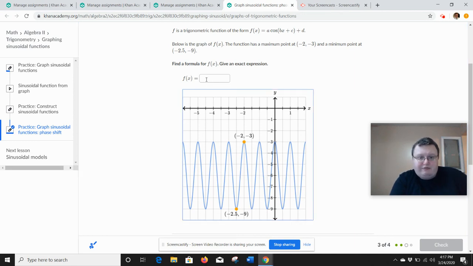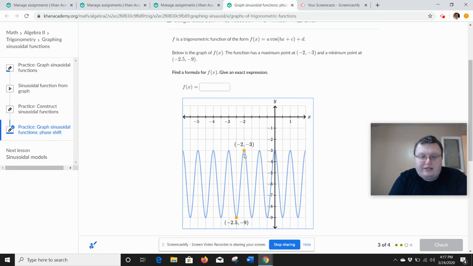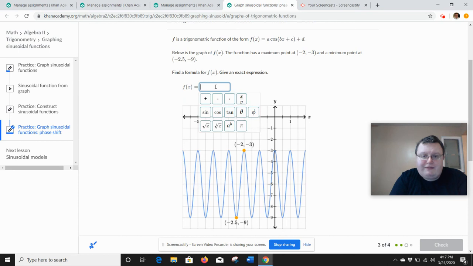So this thing's been shifted. So the amplitude is going to be half of that difference. I'm sorry, half of the distance right there. So the distance is 6 between the minimum and the maximum, right? From -9 to -3. So half of that's going to be 3. So the amplitude is 3.